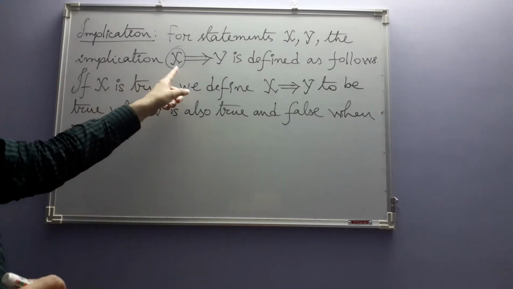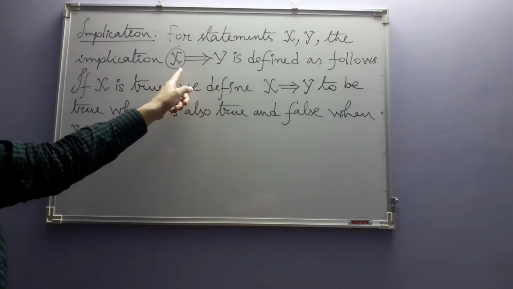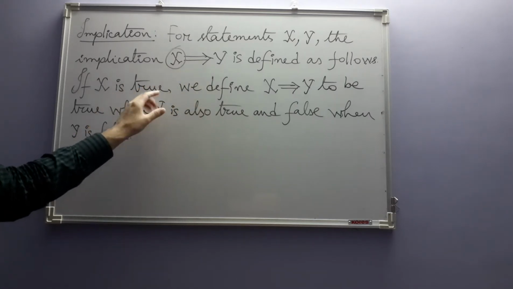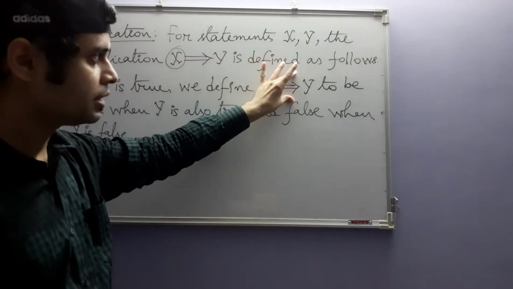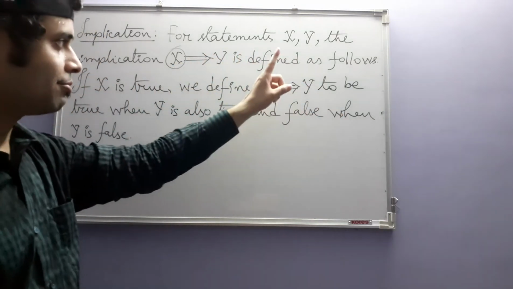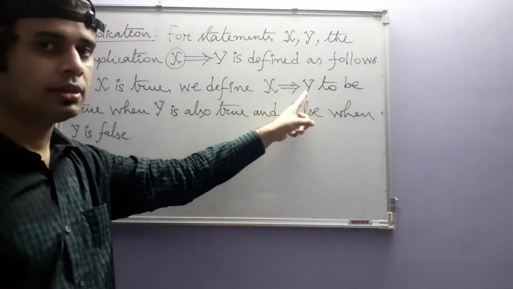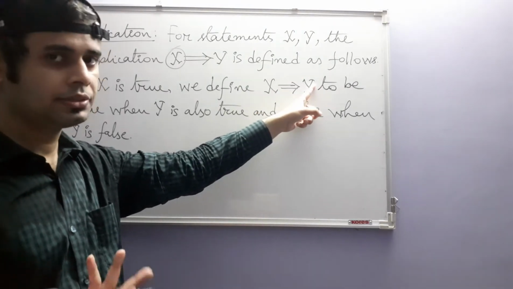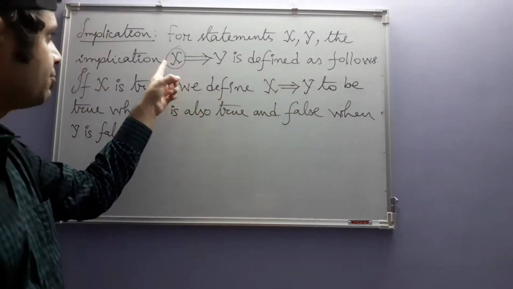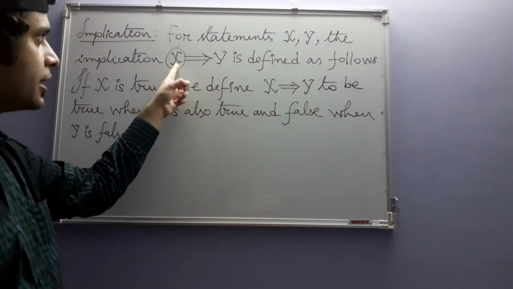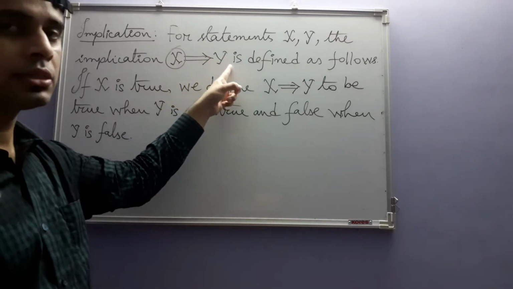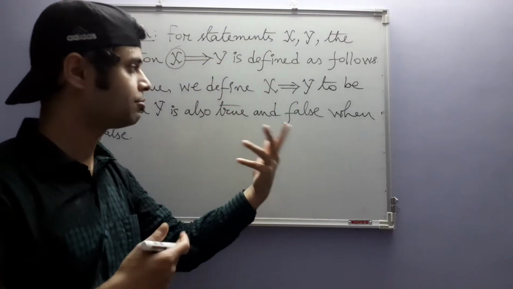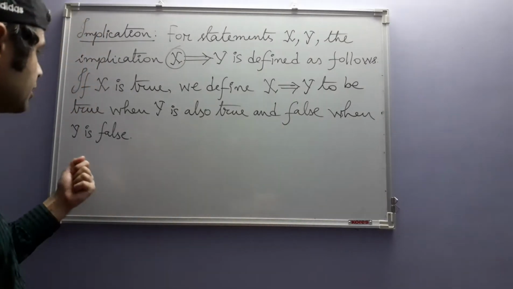So when x is true, the statement with which you are starting, if that is true, then the implication is defined to be true if y is true, and it is defined to be false if y is false. This is simple. If the first statement is true, then the second statement also has to be true. Then only the implication is true. Otherwise, it is false. However, that's not all.